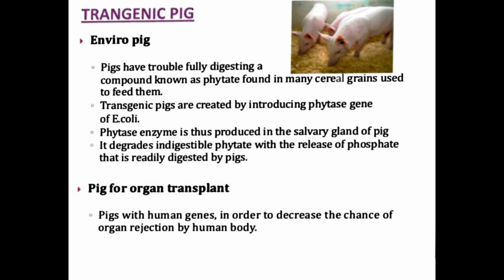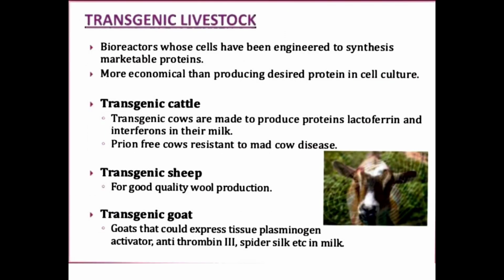As these pigs are unable to digest the compound phytate, they are genetically modified, and phytase enzyme is thus produced in the salivary gland of the pig. It degrades indigestible phytate with the release of phosphate that is readily digested by pigs. In this way, these pigs can digest the phytate compound. Pig for organ transplant. Pigs with human genes in order to decrease the chance of organ rejection by the human body.